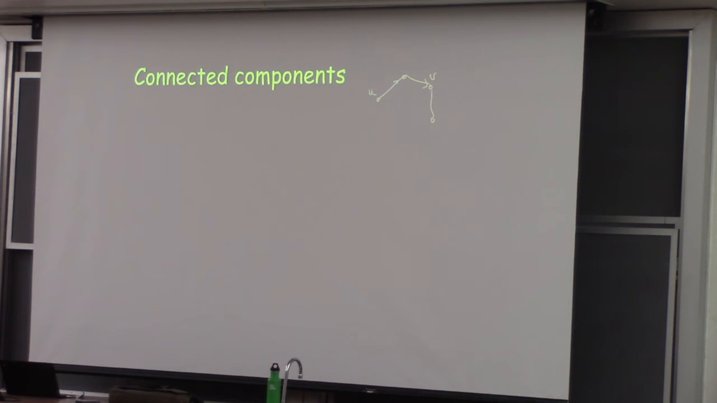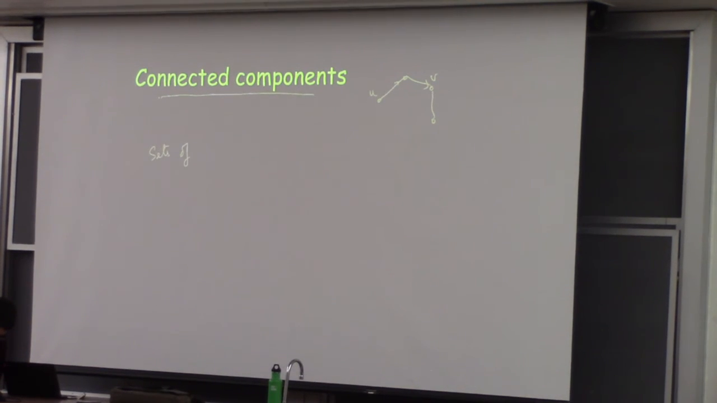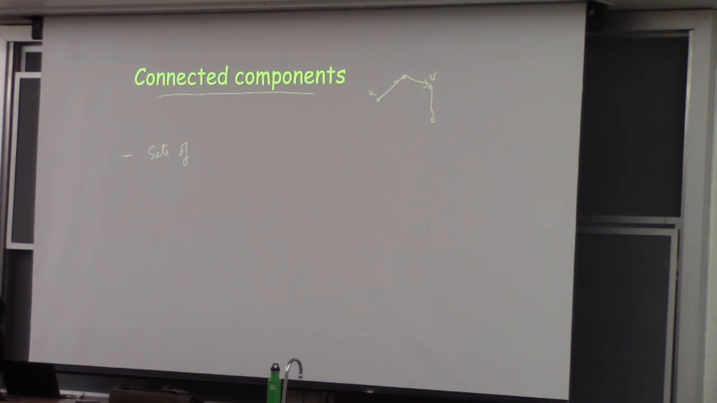First let's define connected components formally for undirected graphs. We've done this implicitly before. A connected component is a set of vertices S that is a connected component.